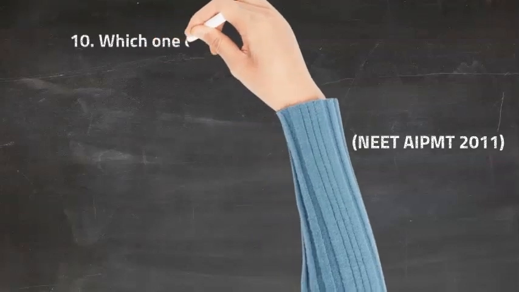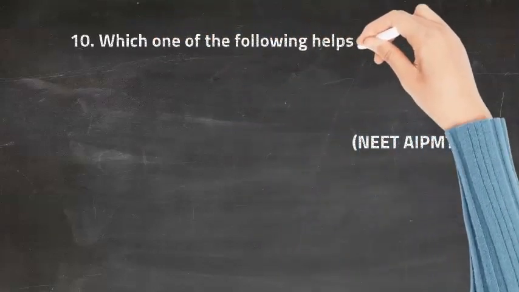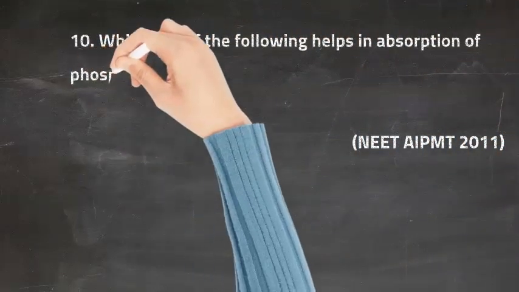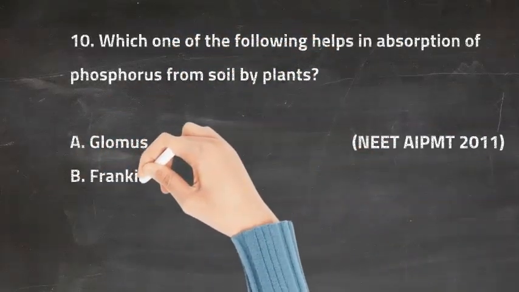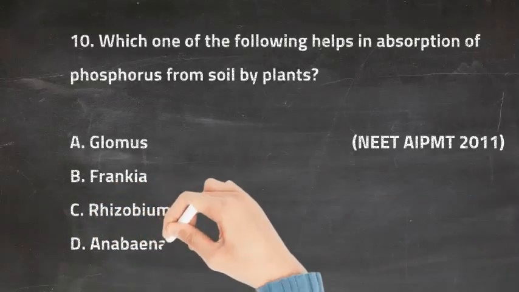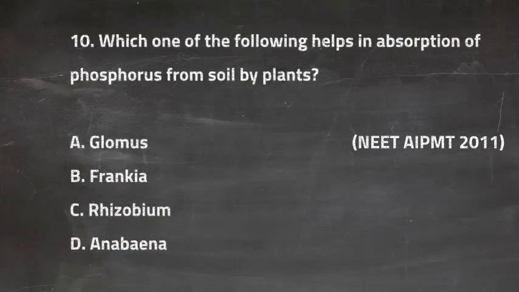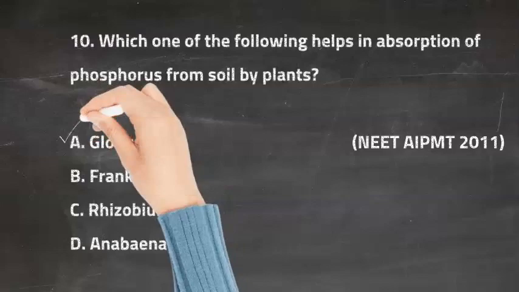The last question for this lecture is: which one of the following helps in absorption of phosphorus from soil by plants? Option A, Glomus. Option B, Frankia. Option C, Rhizobium. And option D, Anabaena. The right answer is option A, Glomus.